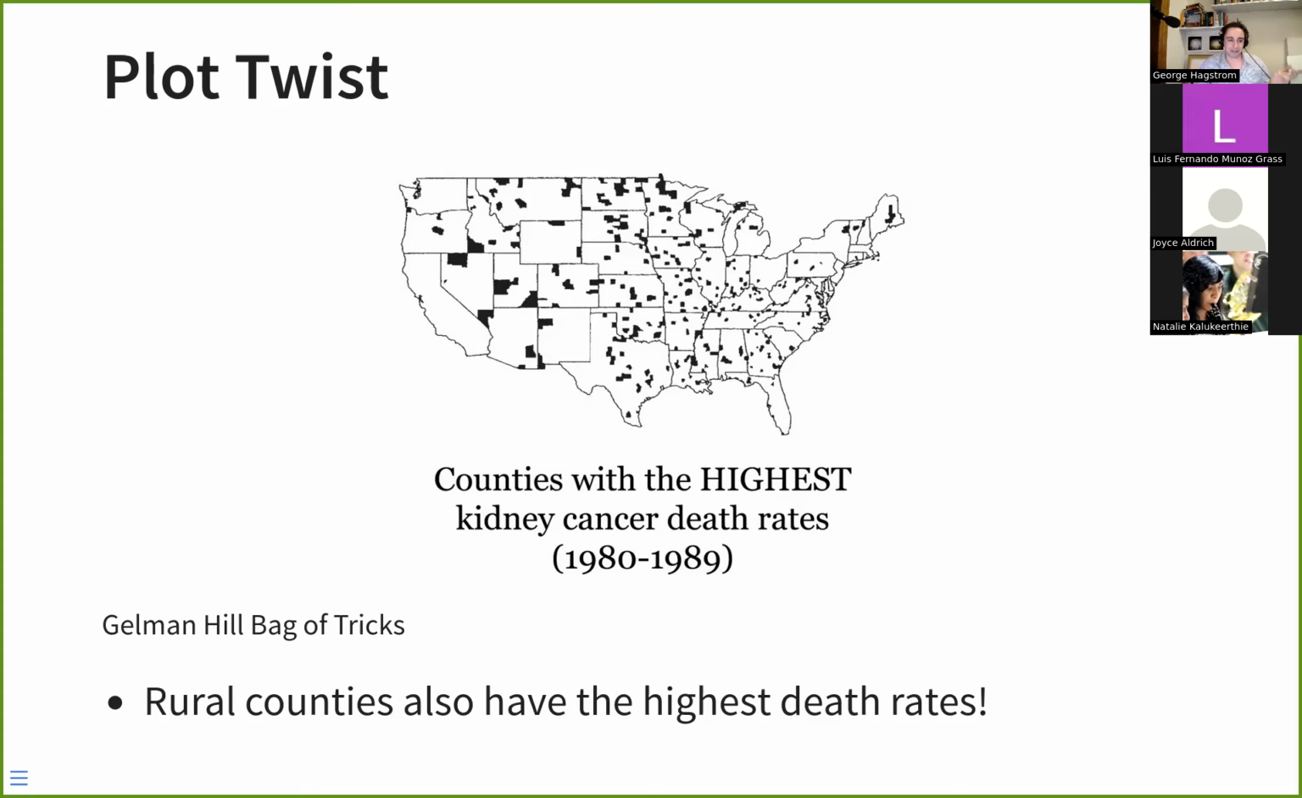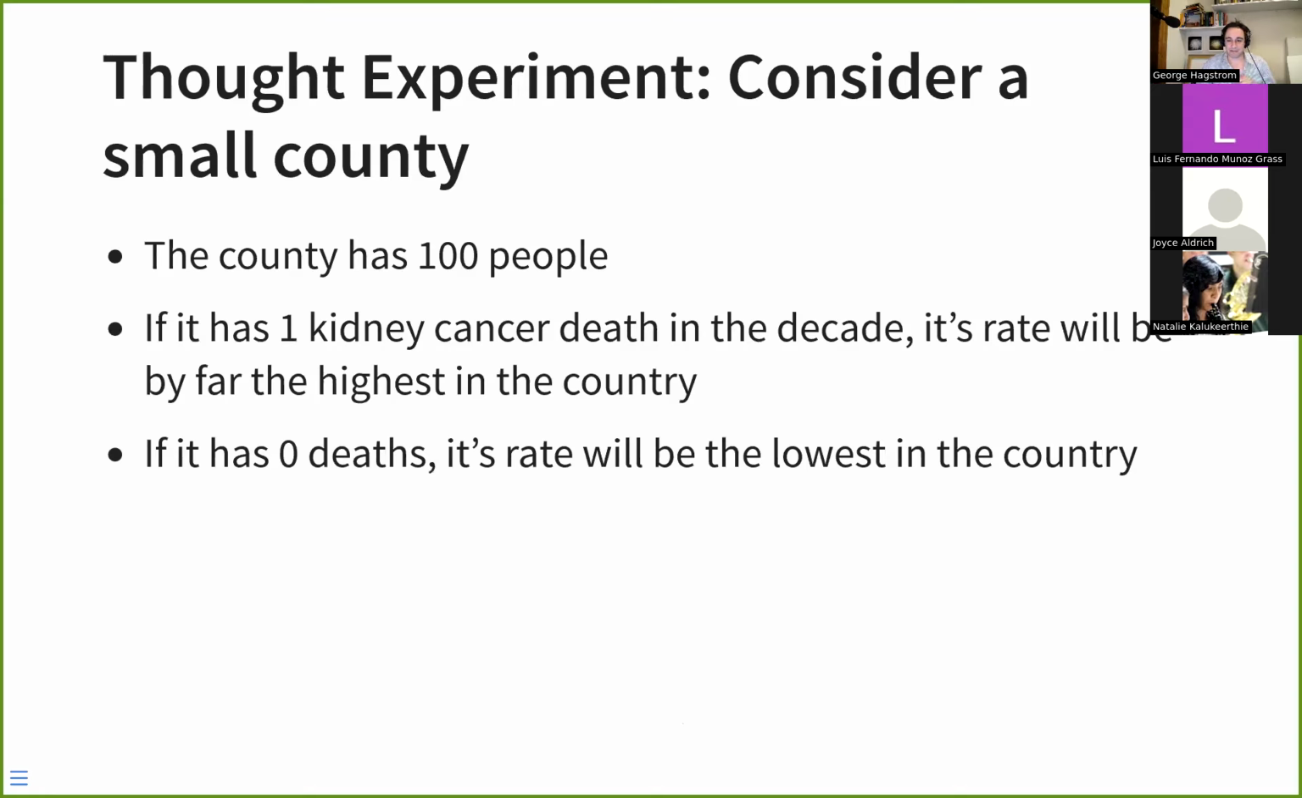So let's think about a rural county. Let's do a thought experiment. I'm going to imagine a rural county that has 100 people. There are some very tiny counties in the US, so let's imagine a hypothetical county with 100 people. And let's suppose that in the last decade, one person in that county died of kidney cancer. That would actually make the kidney cancer death rate in that county the highest in the entire country.